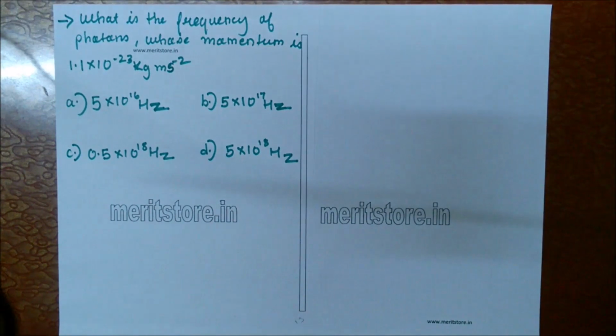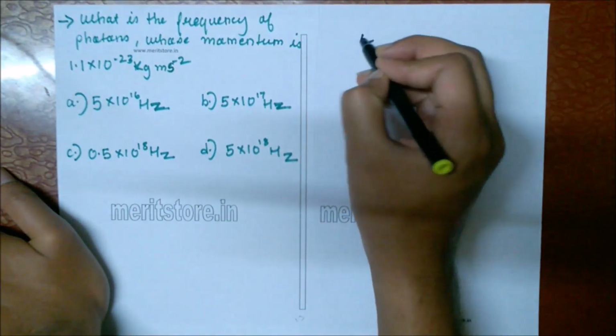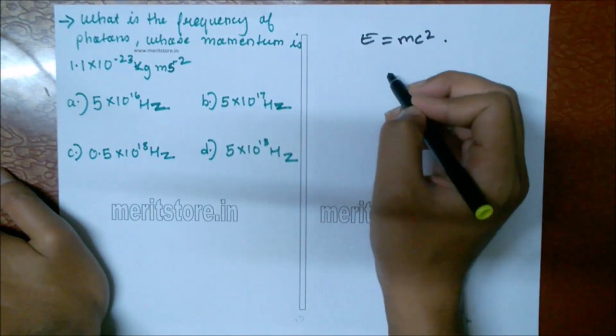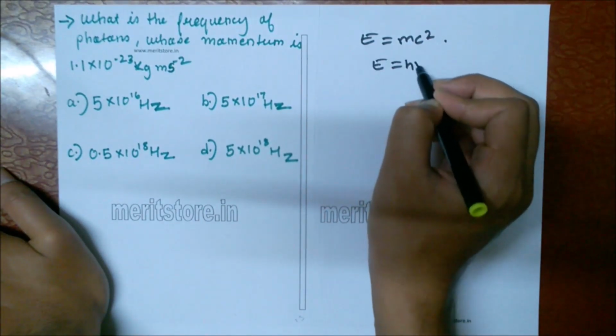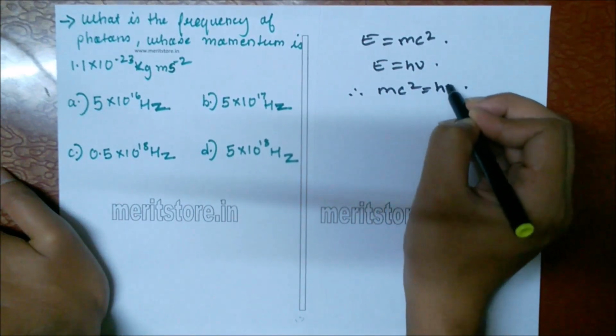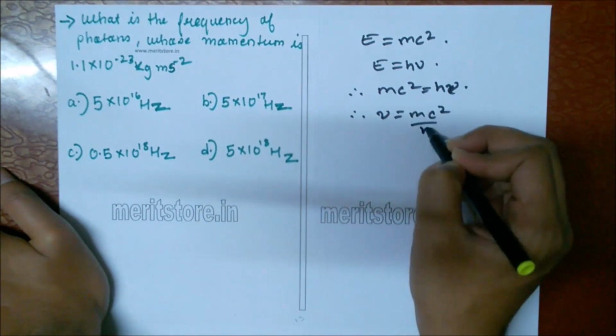What is the frequency of a photon whose momentum is 1.1 into 10 raised to minus 23 kg meter per second? So we know that E is equal to mc square. So we can write E is equal to h nu as well. Therefore, mc square is equal to h nu. Therefore, nu is equal to mc square upon h.